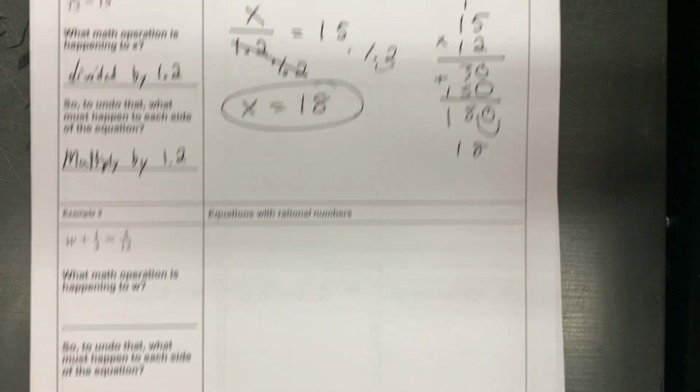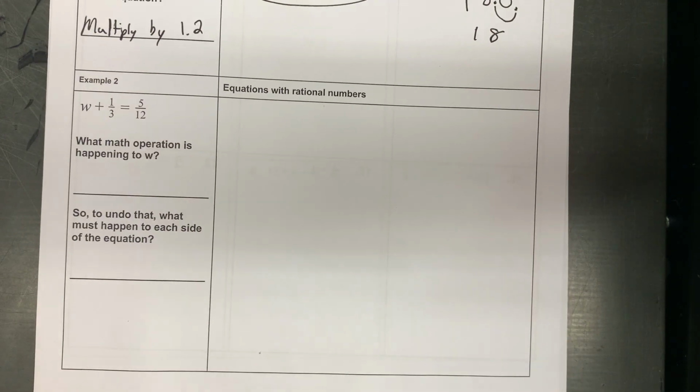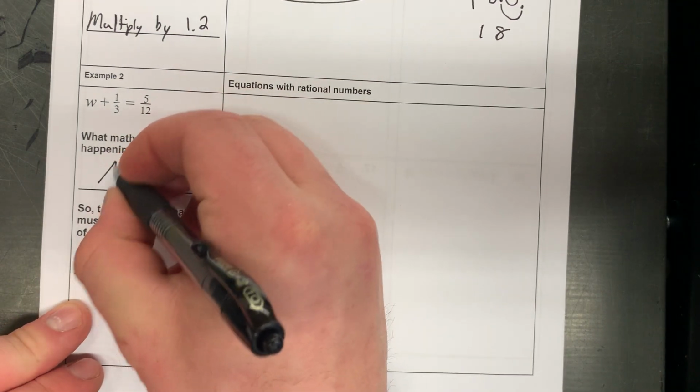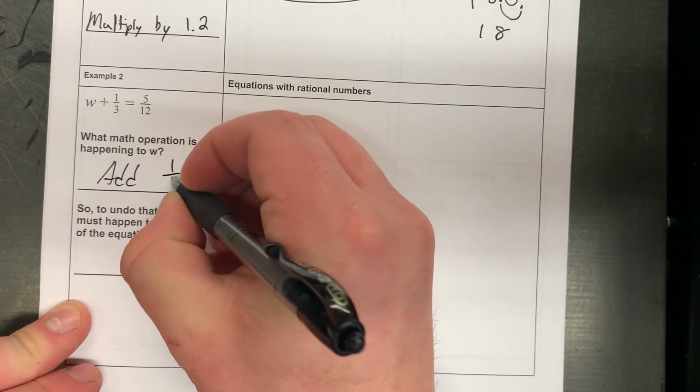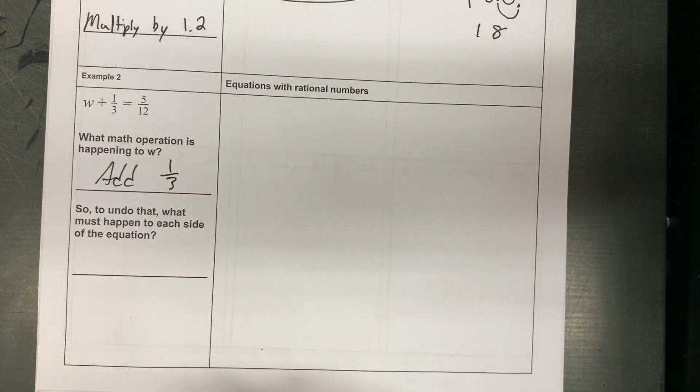Let's go on and do example 2. Okay, see that we have fractions right away. We know that we can understand and use fractions. We've done it throughout the course of this school year. Before winter break, we were working with fractions a little bit, so we know how to solve these types of problems. So what math operation is happening to w? We are adding 1/3 to w. So adding 1/3 to it.